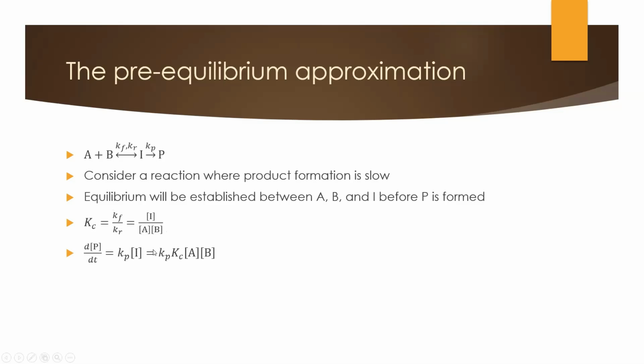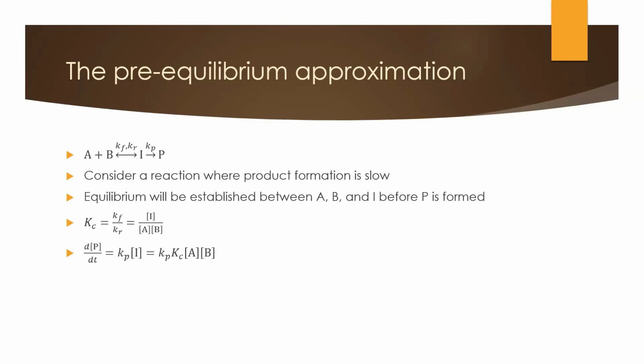So just like the steady state approximation, this approximation allows us to essentially get rid of the intermediate concentration and put in the reactants that we can more easily measure. Unlike the steady state approximation, this doesn't assume that the intermediate doesn't change, but it assumes that the conversion between reactants and intermediate is faster than the conversion between intermediate and product. So it's appropriate under a different set of circumstances. In the homework, you will go through an example problem using the pre-equilibrium approximation.